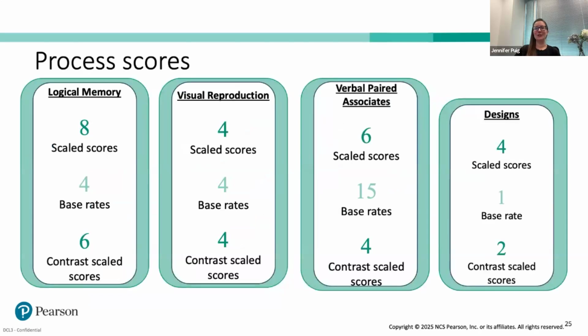Process scores. So instead of listing out all the process scores, I put together a slide that tells you how much of each process score is available for each subtest. For logical memory and visual reproduction, all process scores are available on the standard and short forms. The verbal paired associates and designs process scores are only available on the standard form. The alternate form has a limited number of process scores available for the logical memory and visual reproduction subtest.